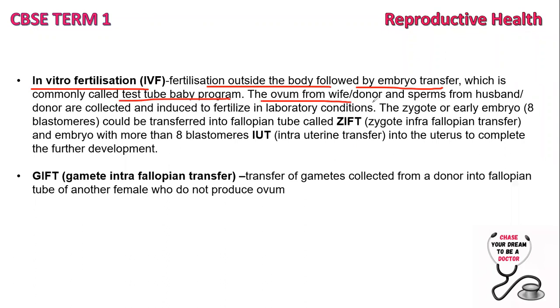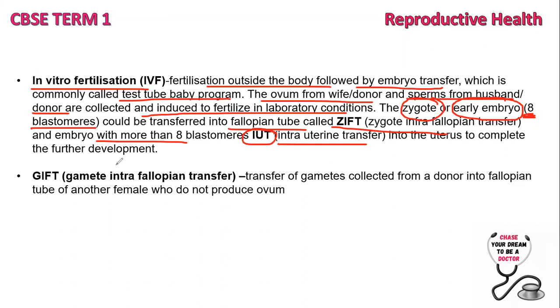The ovum from the wife or the donor and the sperms from the husband or the donor are collected and induced to fertilize in laboratory conditions. The zygote or early embryo, what is early embryo? Up to 8 blastomeres. They are transferred into the fallopian tube, and that method you will call ZIFT, or zygote intrafallopian transfer. And embryos with more than 8 blastomeres, you will call IUT, intrauterine transfer into the uterus.